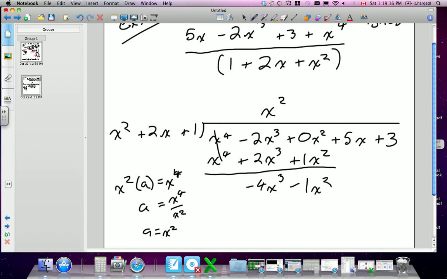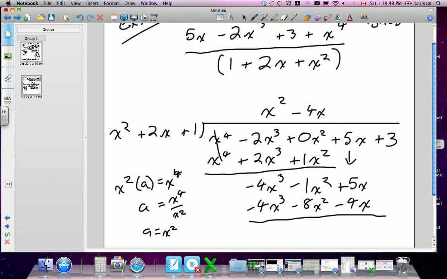Okay. Now I only have 2 terms. I gotta make sure it matches to these 3. So I'm going to bring down my next term. So I get plus 5x. Exact same idea as before. I need to get this term to become this. So you multiply by negative 4x. Multiply by negative 4x. I'm going to get negative 4x cubed. That'll cancel out. Negative 4x times that becomes negative 8x squared. And negative 4x times 1 is negative 4x. Subtract again. Goodbye.